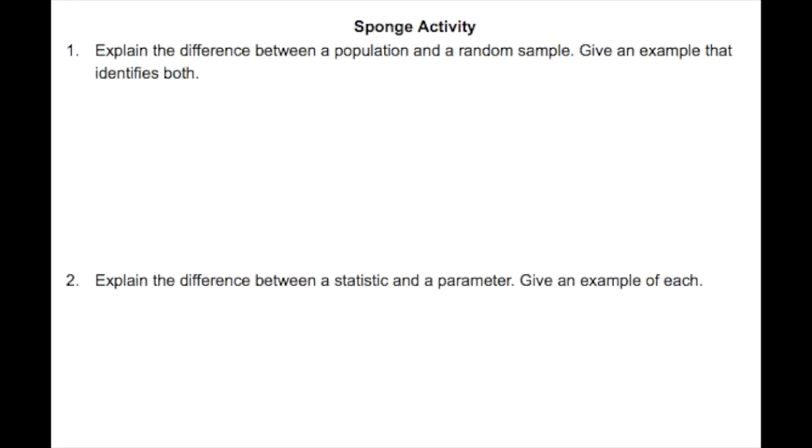Alright, now time for the sponge. Number 1, explain the difference between a population and a random sample, and give an example that identifies both. And number 2, explain the difference between a statistic and a parameter, and give an example of each.